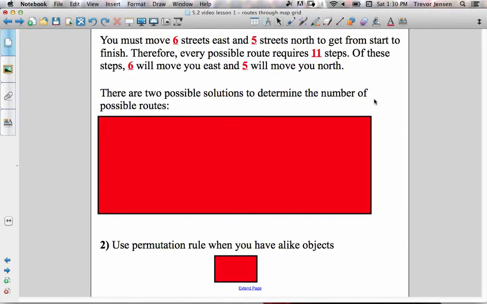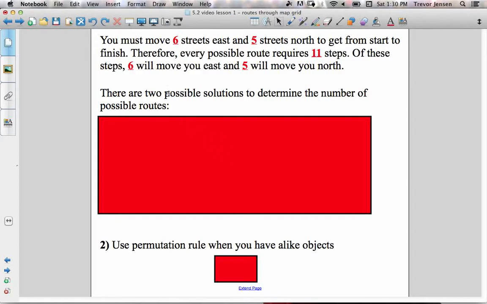Up here is just a quick summary of what I just talked about. To get from start to finish, you have to move 6 east, 5 north. So there's 11 total moves you have to make. Of those 11, 6 are east, 5 are north. So let's figure out how many different routes there are. Two ways to think of it, either as a combination or as a permutation.